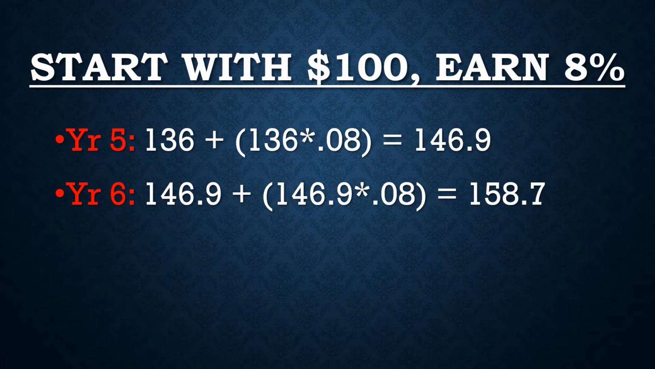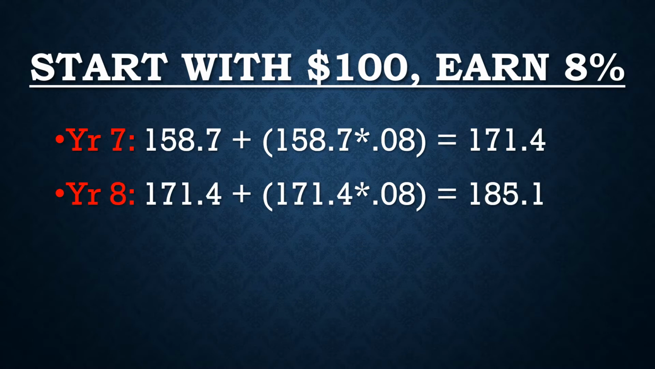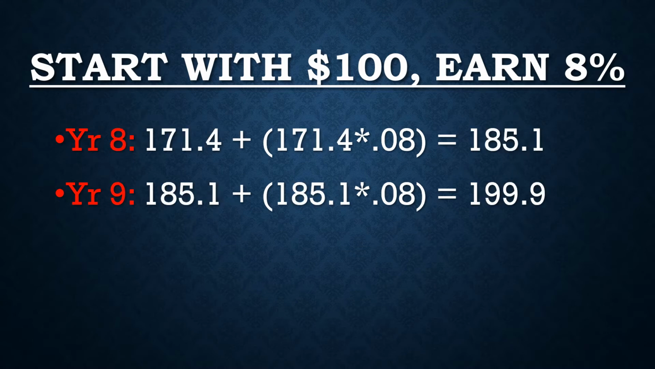After 6 years, we could be up to 158.7, 7 years, 8 years. Finally, at 9 years, we've basically doubled our $100. When we're earning 8% interest, after 9 years, we'd basically double our money. We got really close to $200.